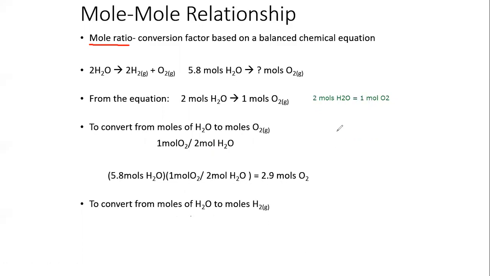If you want to see it in a train track form, I can do that as well. So we have 5.8 moles of H2O.